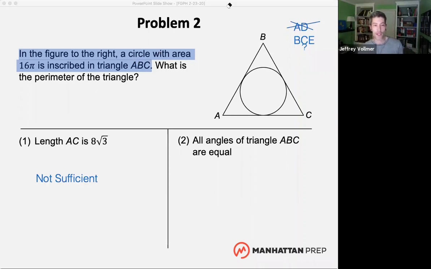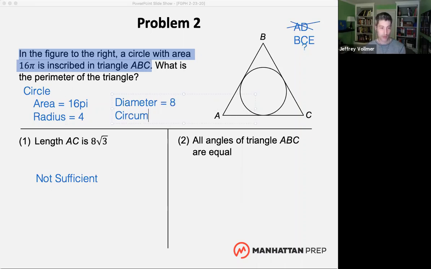So if you're given any measurement of the circle, maybe we can just go ahead and write that down, right? Circle. If you're given any measurement of the circle, you can figure out any other one, as long as the initial measurement's not just an angle. Okay, so if you know the area is 16 pi, we know the radius is 4. And we know the diameter is 8. And we know the circumference is 8 pi.